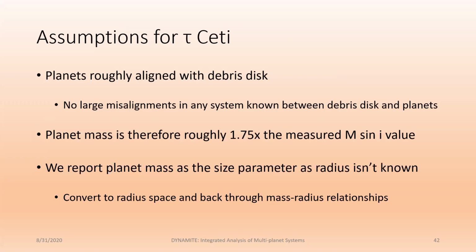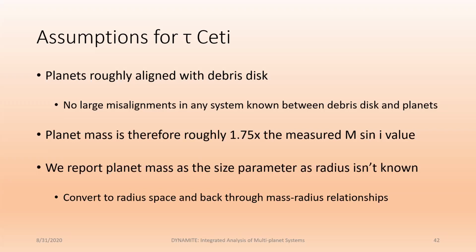Our main assumption for the analysis of Tau Ceti is that the planet's orbital inclination is roughly equal to that of the debris disk at 35 degrees. The relatively low spin rate for Tau Ceti suggests a closer to face-on rotation, and with no large misalignments known specifically between any debris disk and any corresponding planetary system, we justify this assumption as having little effect on the analysis. The planet masses, therefore, would then be 1 divided by the sine of 35 degrees, or about 1.75 times their measured M sin I values.